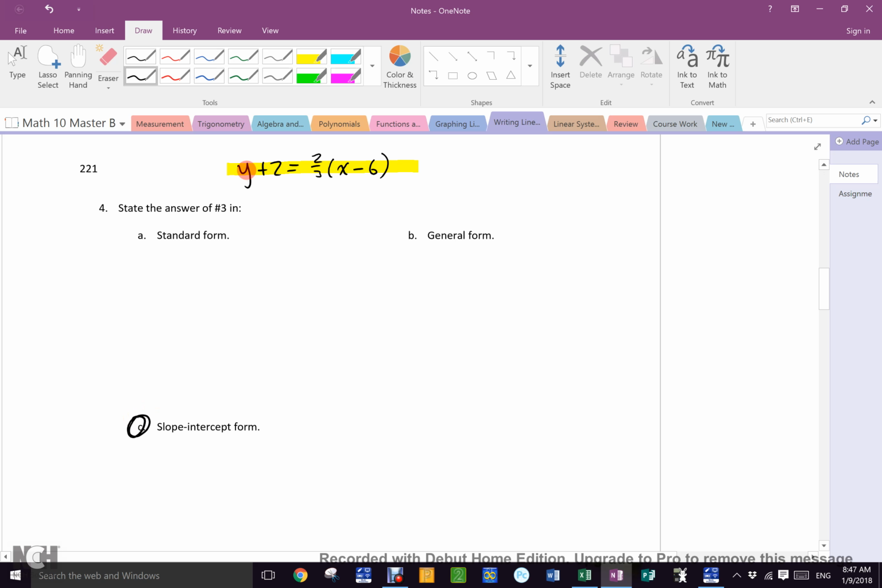Because I already have y by itself, right? The only difference between point slope form and y equals mx plus b form is that y is by itself and I get rid of the brackets. So that's the way I personally would attack this question. How you do it is up to you.